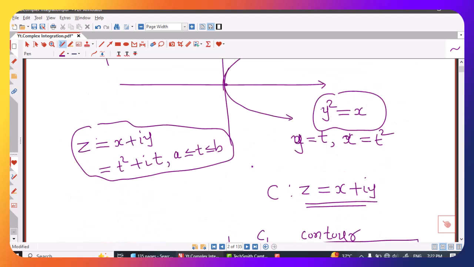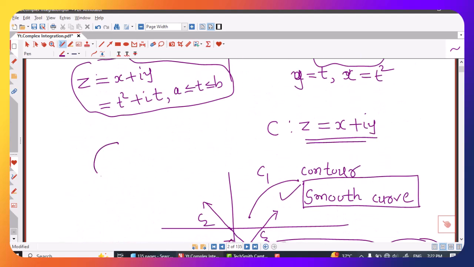Sometimes we will have this type of contour. Suppose I am considering this contour, then this is also a contour, and we can see that if we start with this point, then after completing the whole curve we will end with this point. So here initial and end points are the same, therefore this is a closed contour. But here we can see that this contour crosses itself.